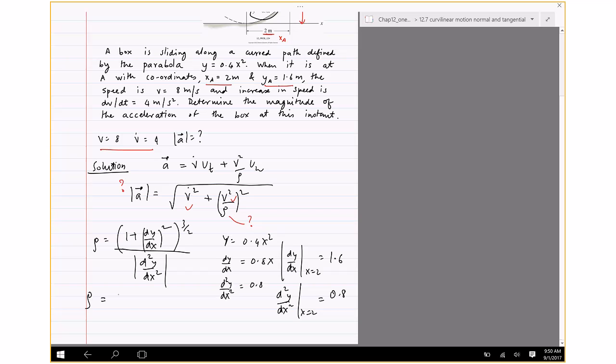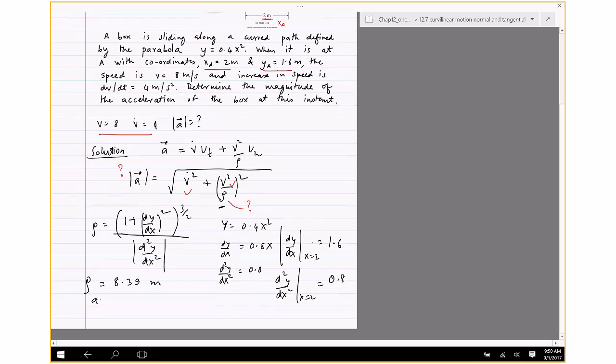Okay, so now I know what rho is, so I can find a. A is the square root of, sorry, it's 4 squared, v dot is 4, plus 8 squared divided by 8.39, the whole thing squared. So if you compute this, you would get 8.61 meters per second squared.